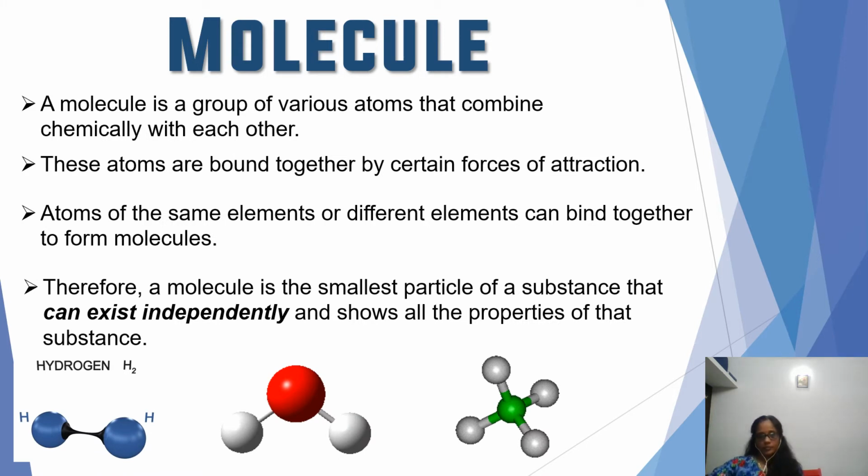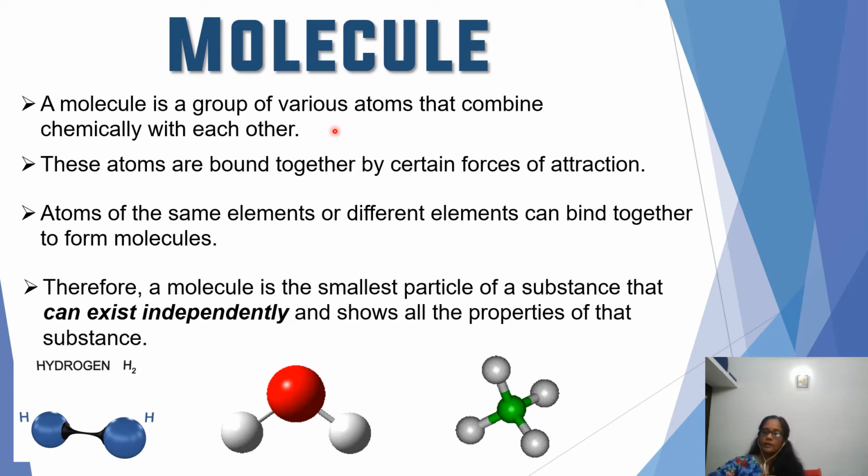I will just read it. Molecule. A molecule is a group of various atoms that combine chemically with each other. So why do they form a molecule? Because atoms have no existence, so they combine to form molecules. When they combine to form a molecule, they get existence. That is the definition of a molecule. A molecule is a group of various atoms, sometimes two or more than two, that combine chemically. That is important. The atoms combine chemically with each other.